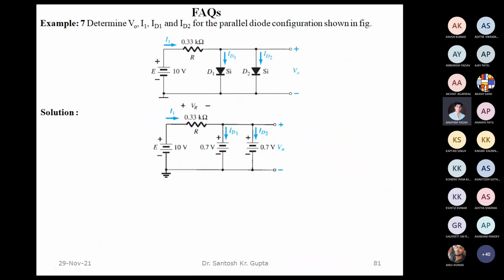As another case, we can now see two diodes connected in parallel here. Both diodes are identical, made of silicon. The currents ID1 and ID2 need to be found along with the output voltage V0.